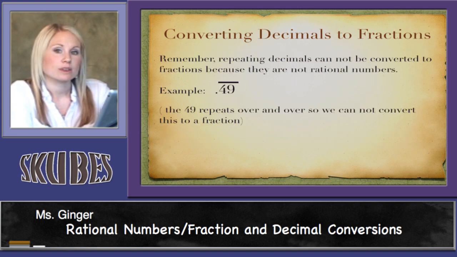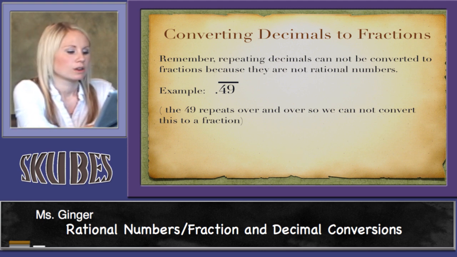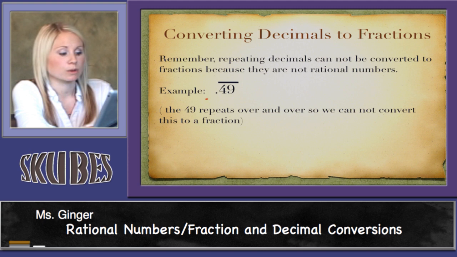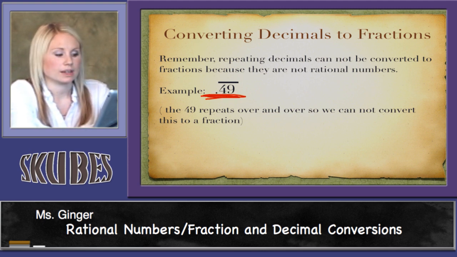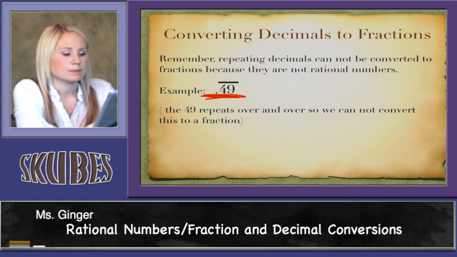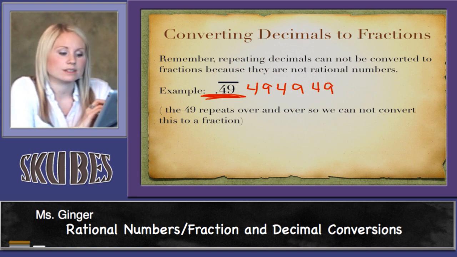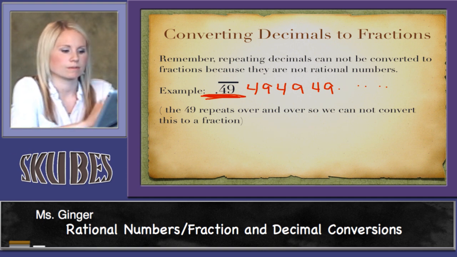Okay, we're still going decimals to fractions, but we're looking at a different kind, the kind that either repeats or has a pattern. Remember, we talked about that repeating decimals cannot be converted, and it's because they continue on and have no end, so there's no digit for me to stop on to write over its place value. That's why we can't convert this to a fraction.